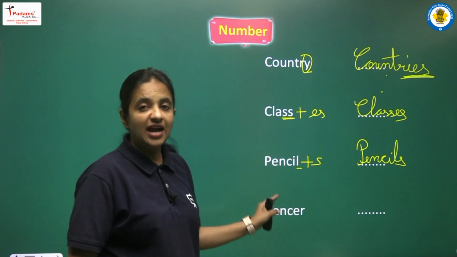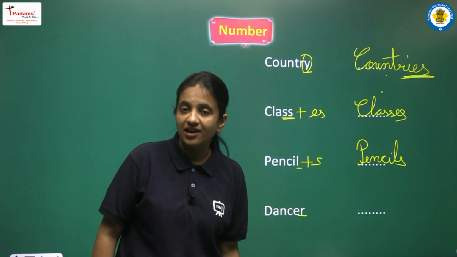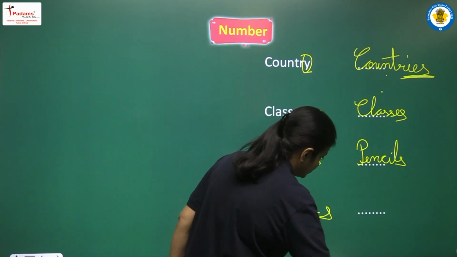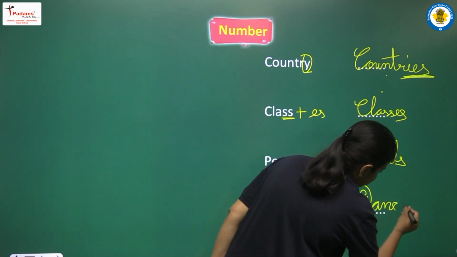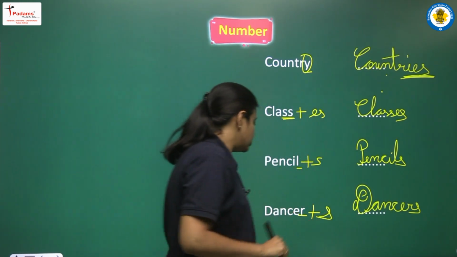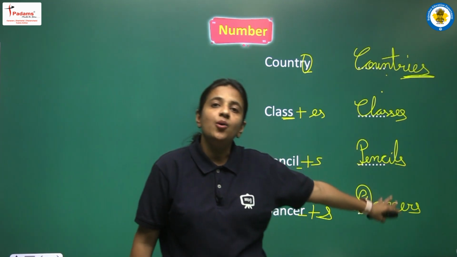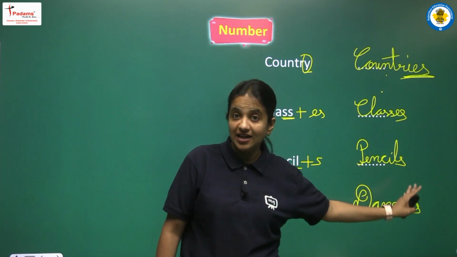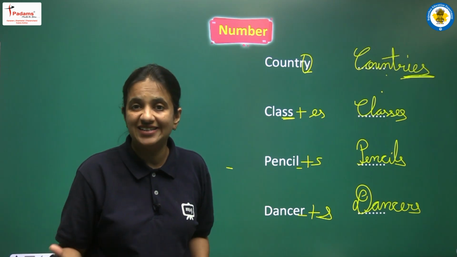Next we are having dancer. So again we can see that at the end of the spelling we are having R. So again we have to just add S here in the spelling of dancer. So it will be dancers. Okay, so here we are talking about only one dancer, that is a singular noun, and now here we have converted this noun into plural one. So here we are having dancers. So now we are talking about more than one dancer.